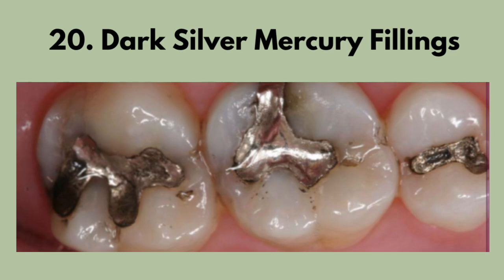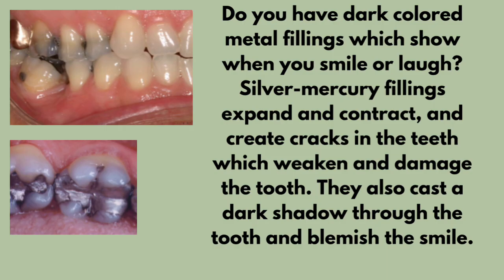20. Dark silver mercury filling. Do you have dark-colored metal fillings which show when you smile or laugh? Silver mercury fillings expand and contract, and create cracks in the teeth which weaken and damage the tooth. They also cast a dark shadow through the tooth and blemish the smile.